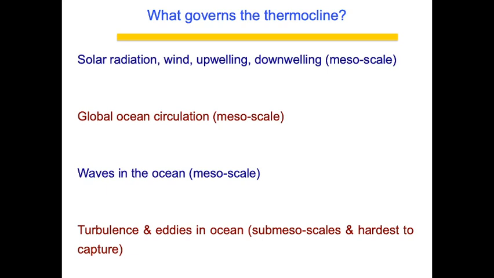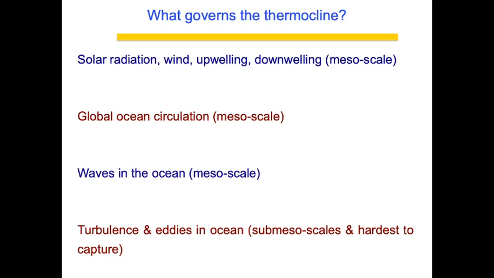So, alright, what governs the thermocline? Since the thermocline is something which we don't see physically, it has to be modeled. So in order to model that, we need to understand the governing parameters for a thermocline. Those are the solar radiation, the wind, the upwelling and downwelling, which are the mesoscale processes. The global ocean circulation, where water flows from poles all the way to equator, also governs the thermocline, or the shape of the thermocline, whether it is deep or shallow.